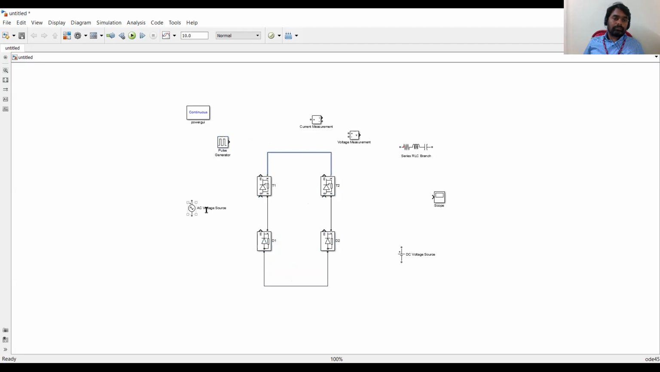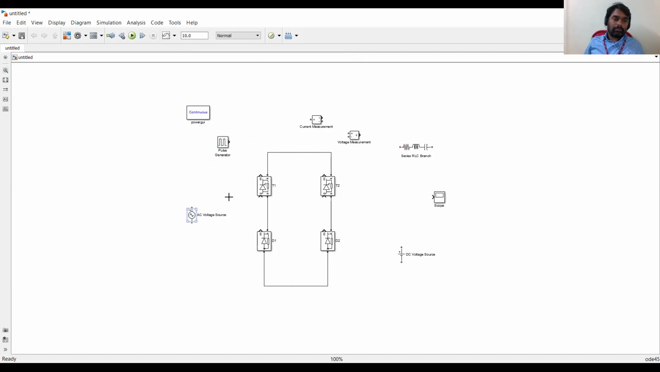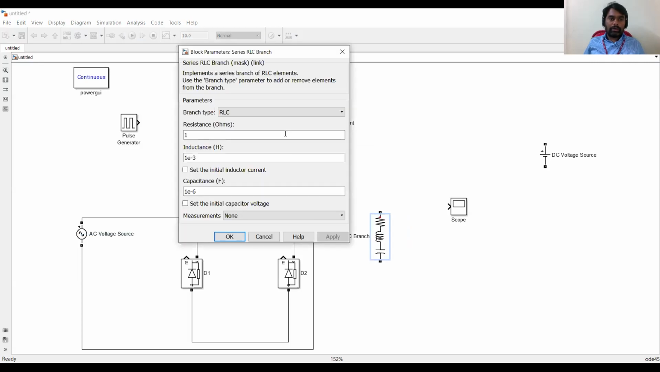Now the single-phase AC source voltage we need to adjust to 230 volts peak, Indian standard frequency 50 Hz. P is connected to leg A, N is connected to leg B. This is leg A, leg B. Right, we need to connect a load here. First we will consider an R load of value 2 ohms.